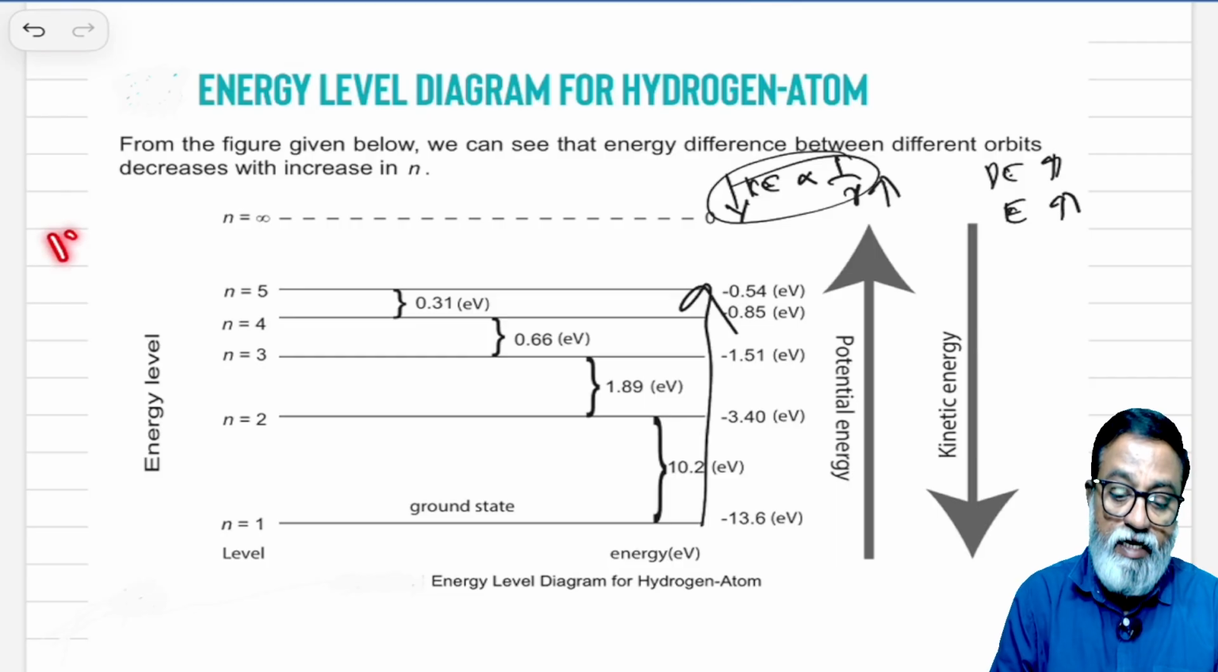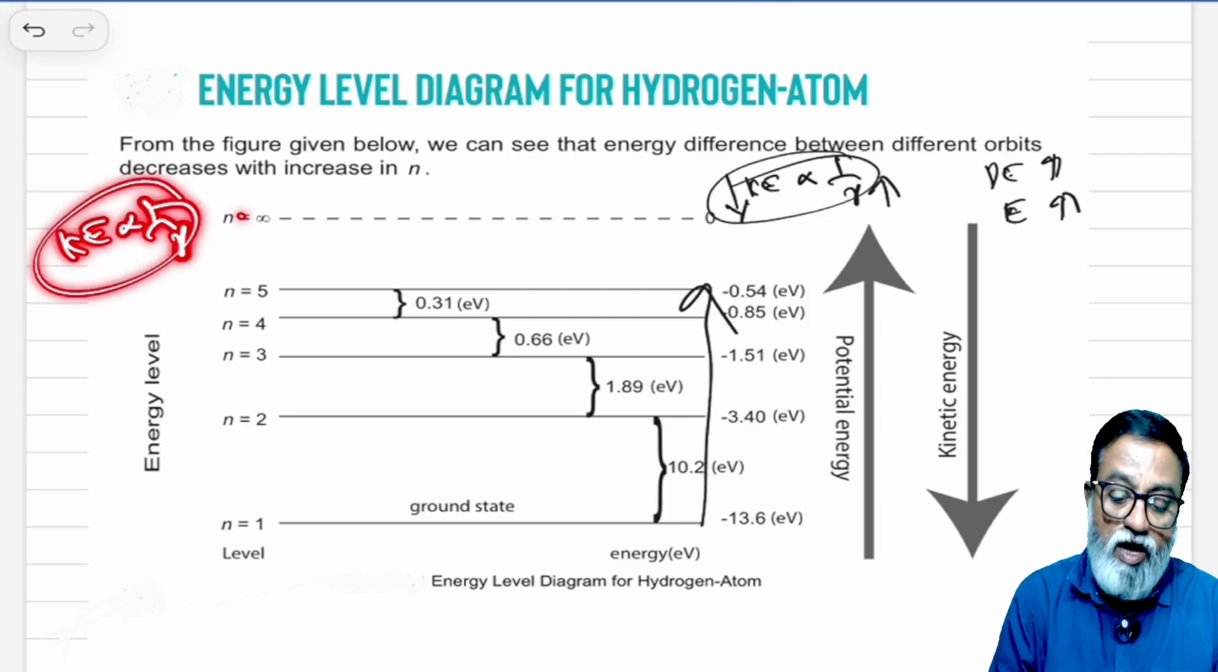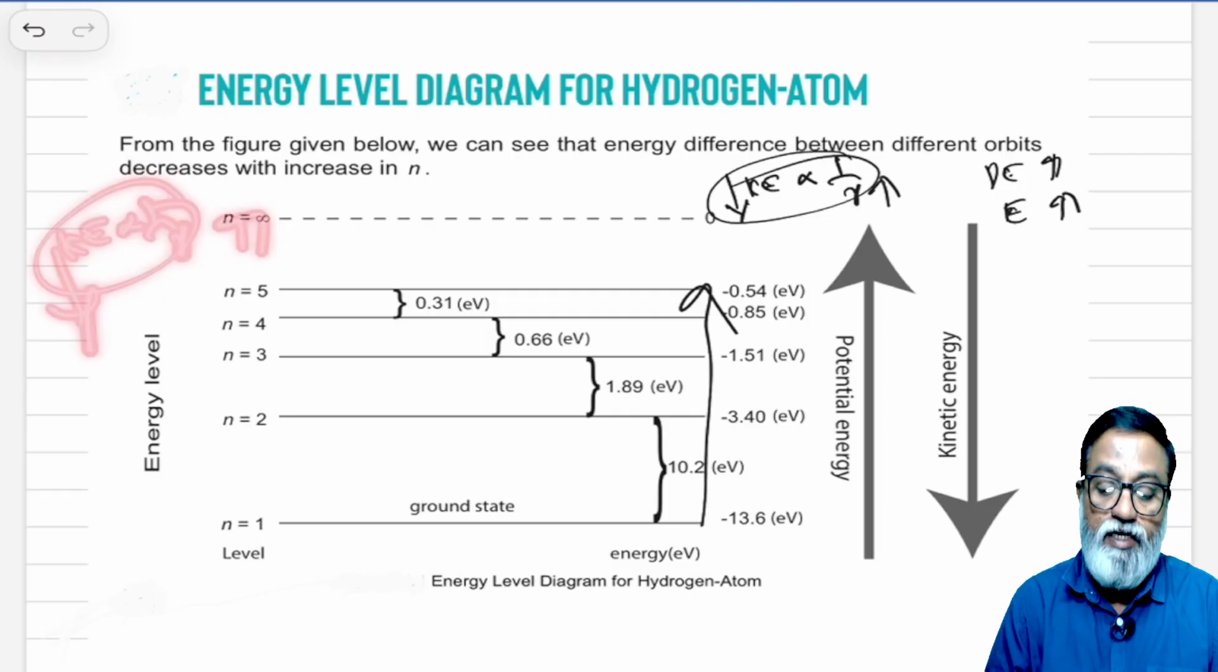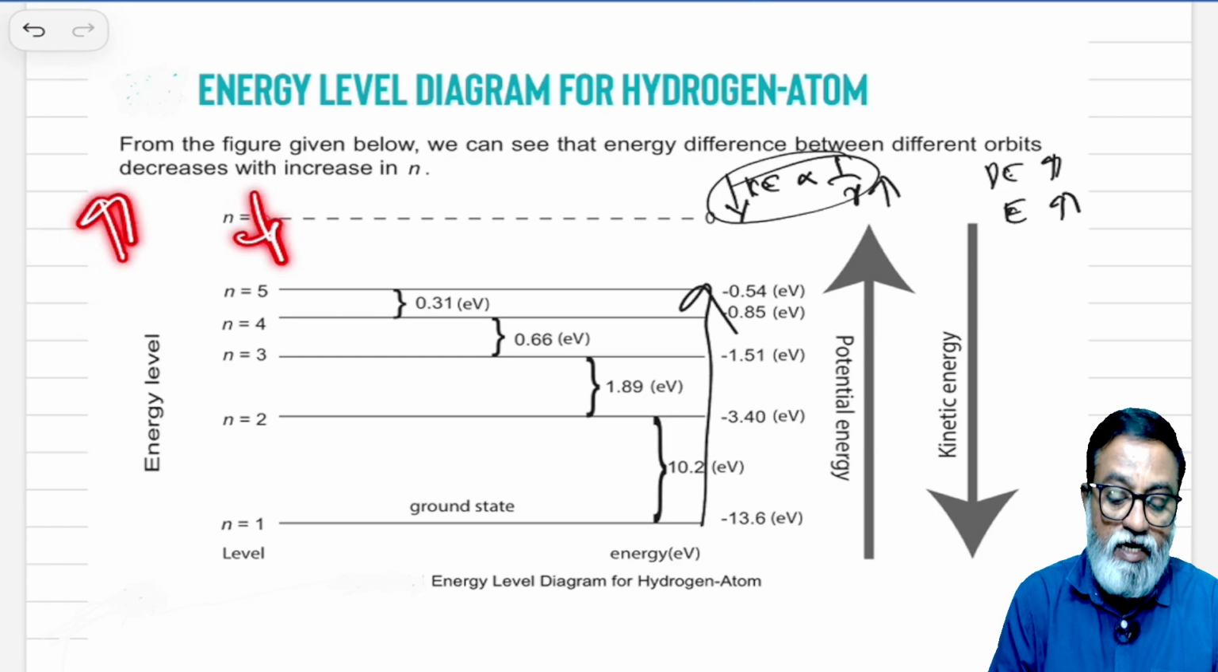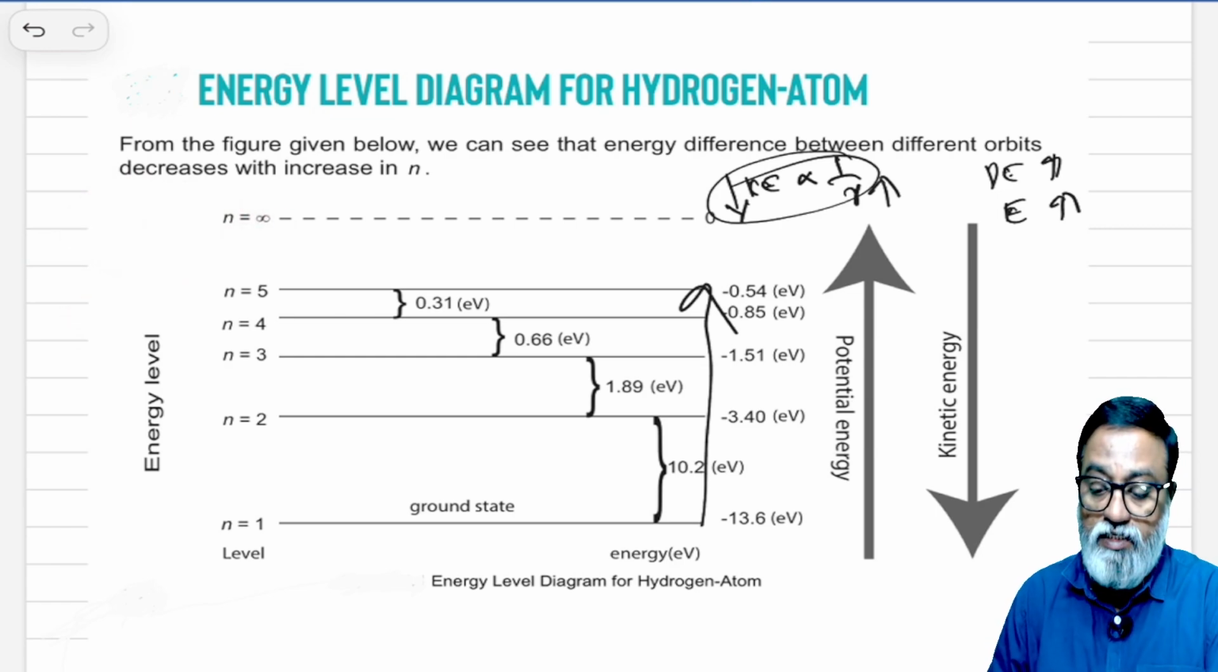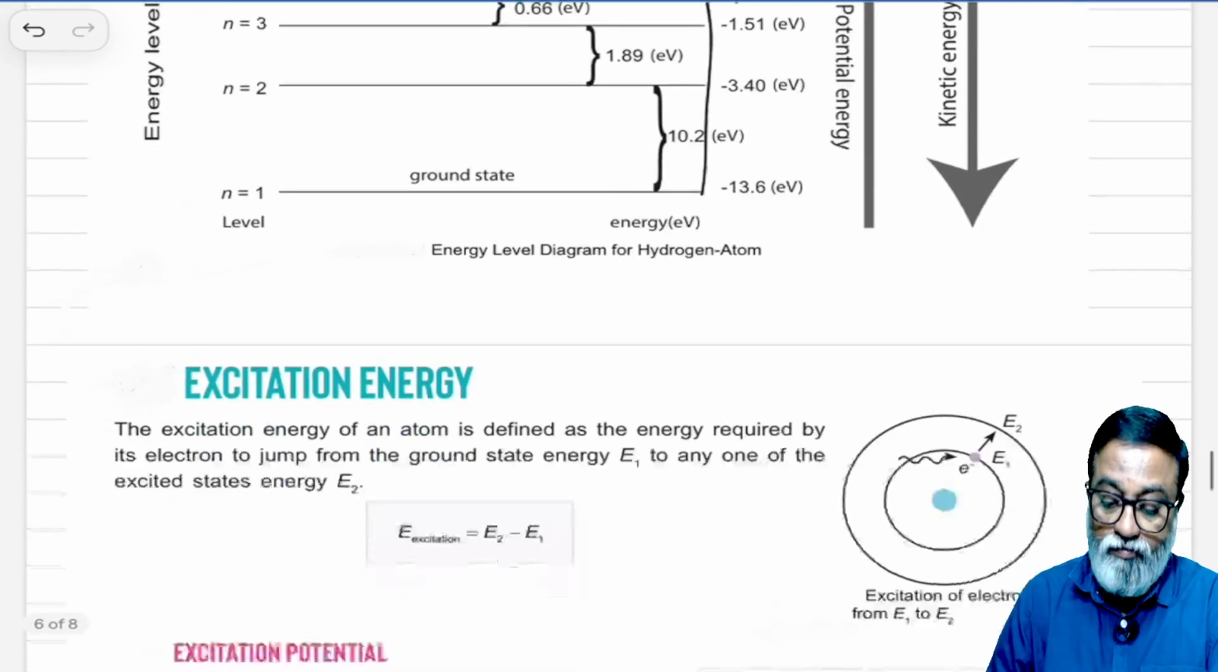But here, kinetic energy is proportional to 1 by r. As r increases, kinetic energy decreases. As r decreases, kinetic energy increases. This is the energy diagram.